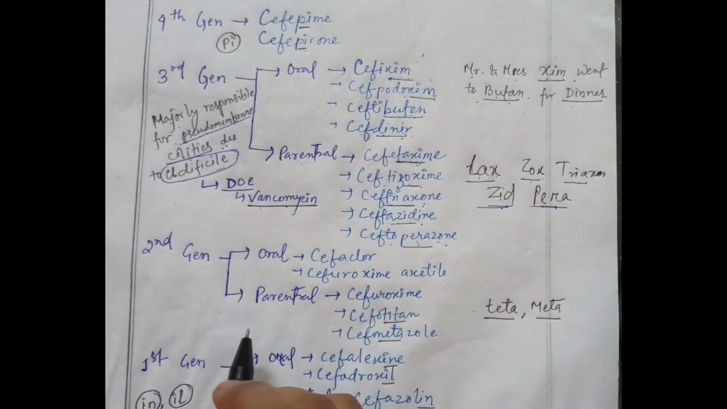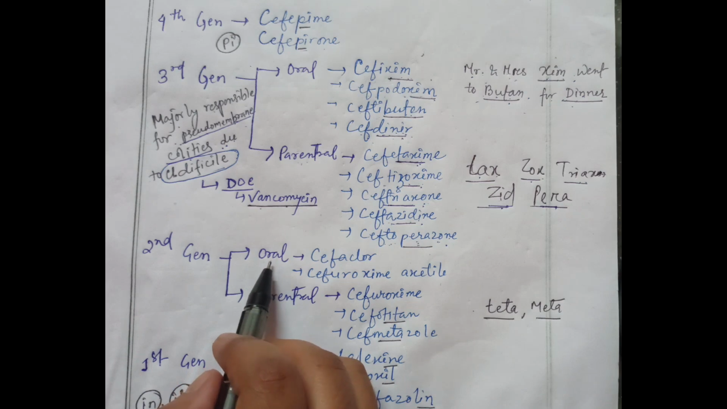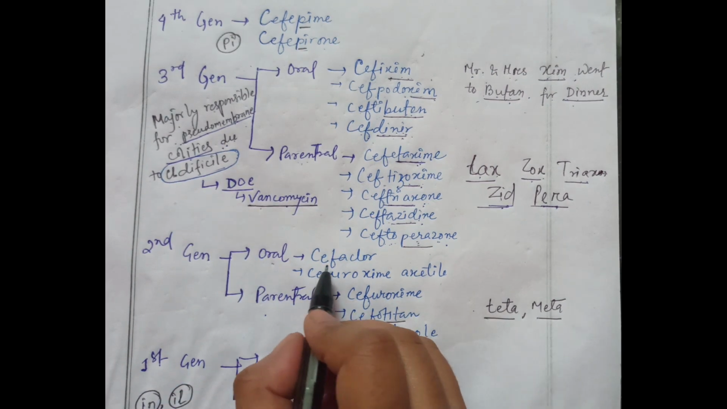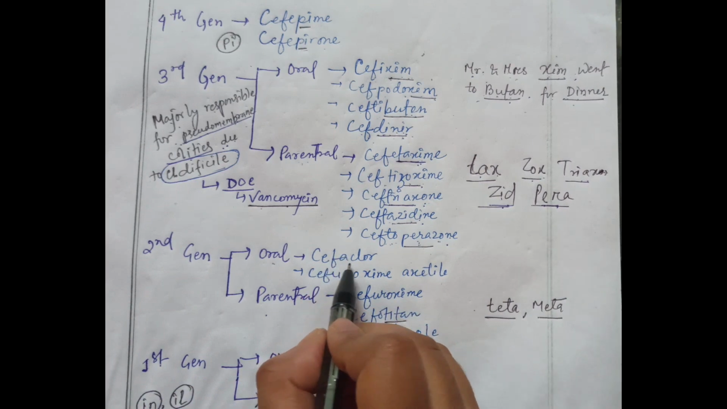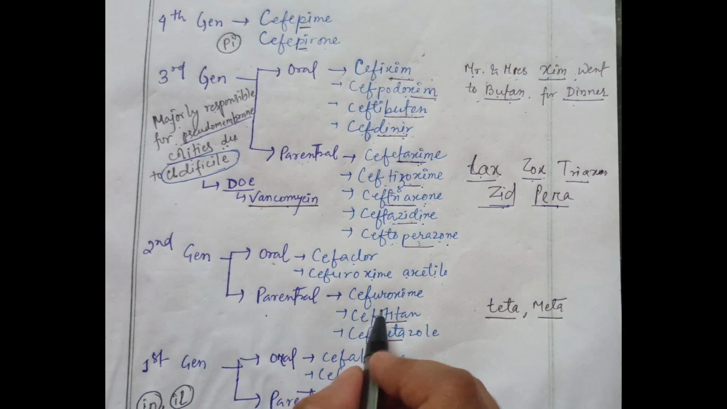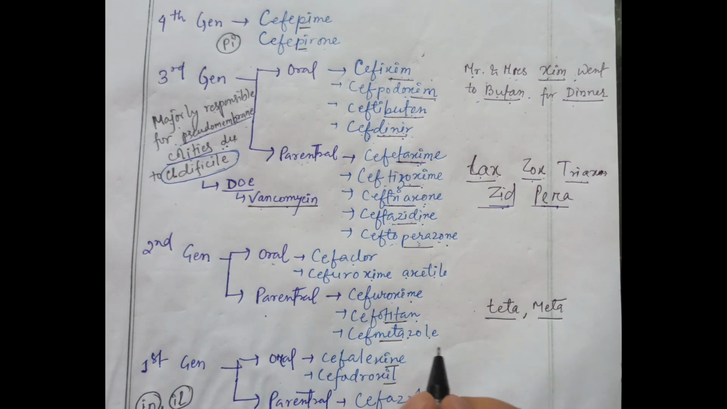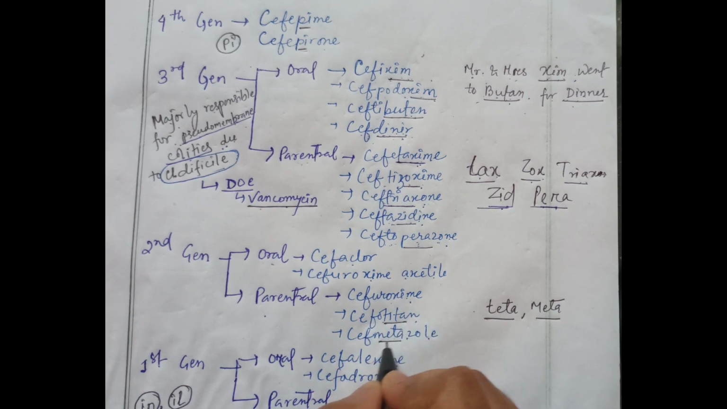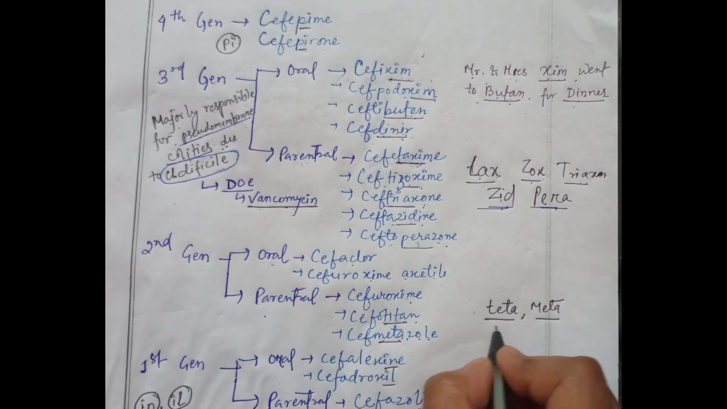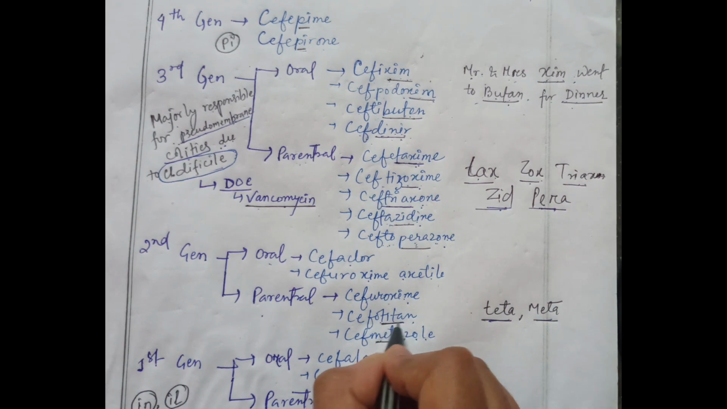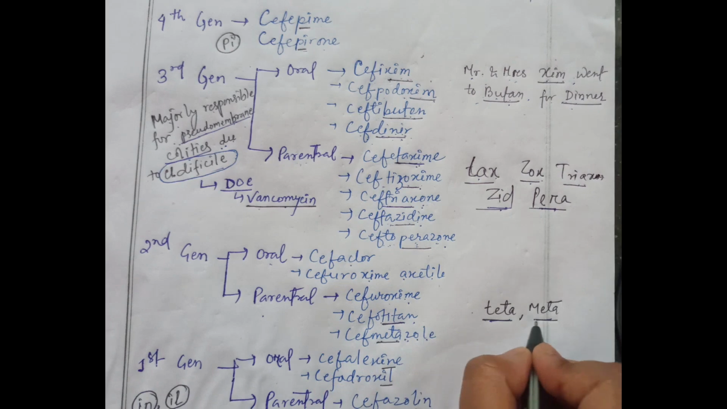Now coming to the 2nd generation. The 2nd generation is again given orally and parenterally. For oral, the cephalosporins are cefaclor and cefuroxime axetil. The parenteral are cefuroxime, cefotetan and cefmetazole. So how to remember? To remember this, tita and meta. Remember cefotetan, so tita, and cefmetazole, so meta.